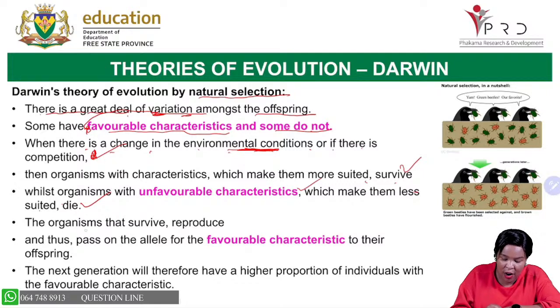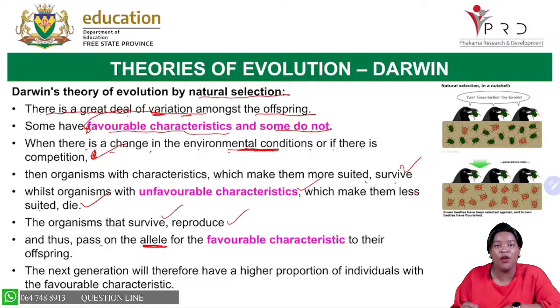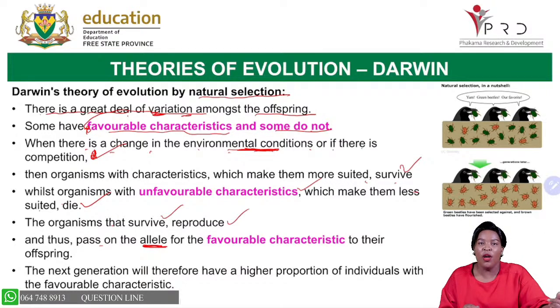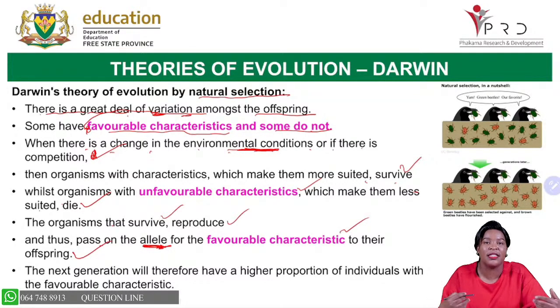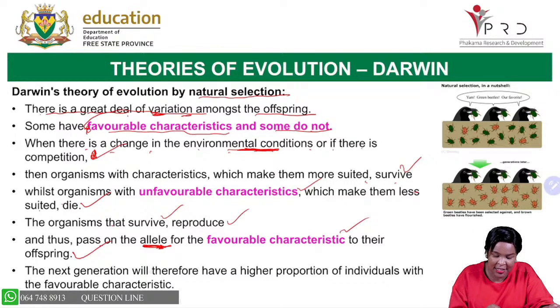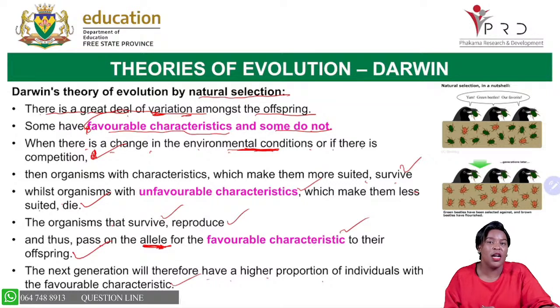You tell us, the organisms that survive are going to reproduce. And when they reproduce, remember, genes are involved. They pass the allele. You see, now we are no longer talking about the characteristic. With Darwin, we talk about an allele. They pass an allele for the favorable characteristic to their offspring because they had the favorable one. They can only pass the favorable one because they survived. Then the next generation will therefore have a higher proportion of individuals with the favorable characteristics.